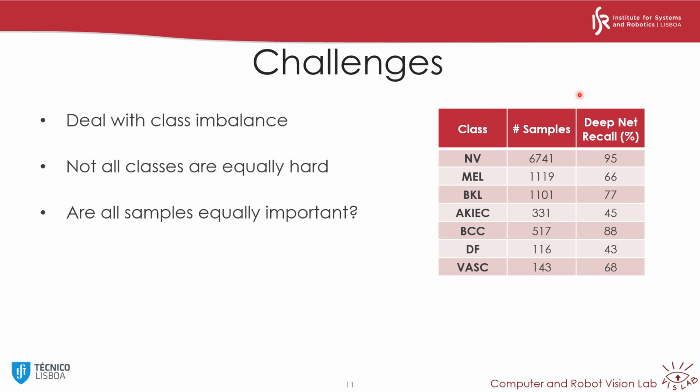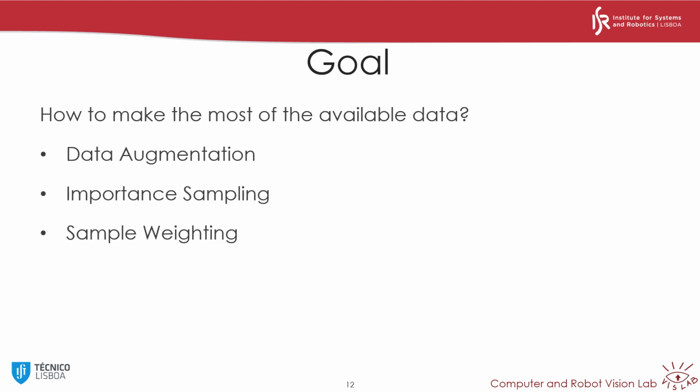If we look at this table, this simple example, something that we notice is that not all of the classes are equally hard for the network to learn. So for example, for the basal cell carcinoma class, what we see is that although it has half the number of samples of the melanoma or keratosis class, the performance is much better. So there is more than just imbalance in this dataset. Moreover, another question that we want to answer is if all of the samples that we are using to train the network are equally relevant or not. And all of this is important to train a proper model. And this is basically the challenge that we want to address with this work.